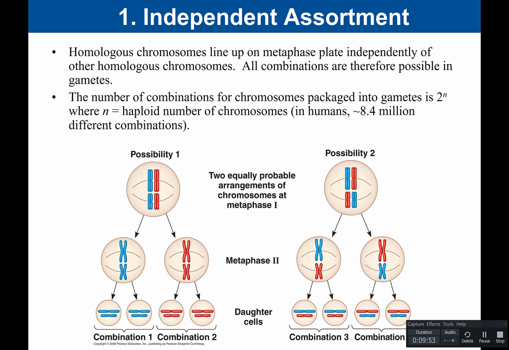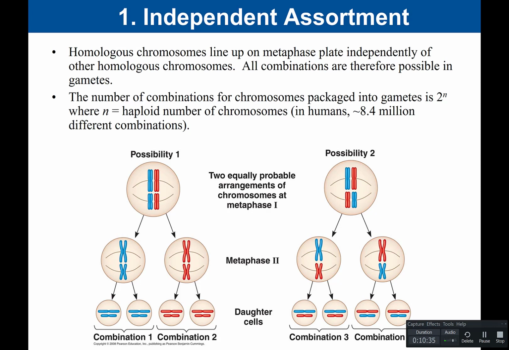Now, think about us. How many homologous pairs do we have? We have 23. So the number of possibilities is 2 to the n power, where n is the number of homologous pairs, meaning the number of haploid chromosomes. So in humans, since we have 23 pairs, it's 2 to the 23rd power. And what that comes out to is, just by independent assortment alone in humans, approximately 8.4 million different combinations. And that's in each parent.